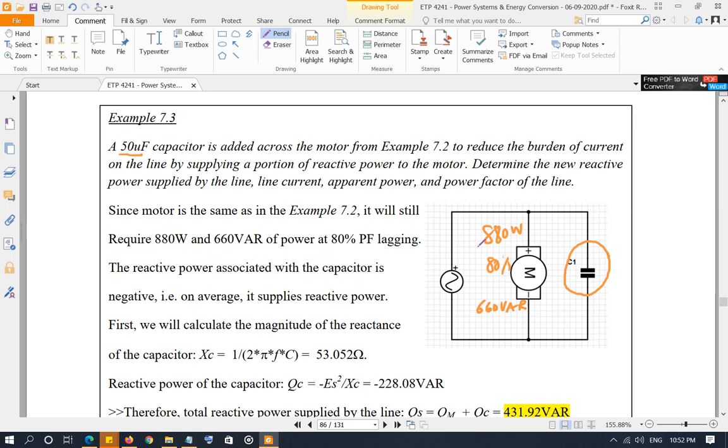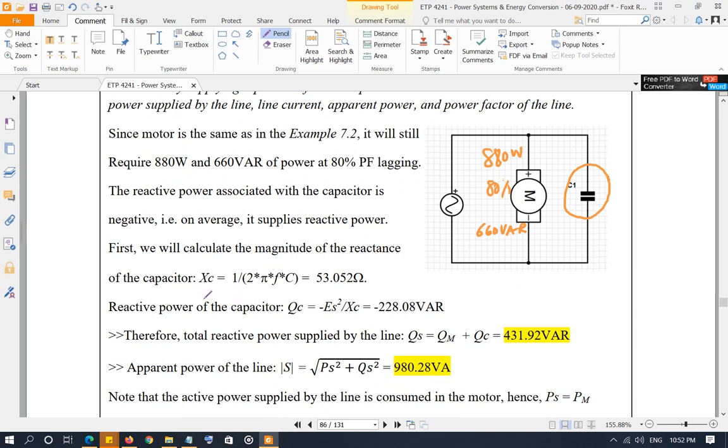We will see how much power is now delivered by reactive power. Active power: since there is only one component that is dissipating the active power, all this active power has to be supplied by the source. Of course, a capacitor cannot dissipate active power, it's only reactive power. So 880 watt will be supplied by the source, but out of 660 volt ampere reactive required by the motor, we will see how much is supplied by the capacitor, and the rest of it will be supplied by the source. So that's what we're going to look at in this problem.